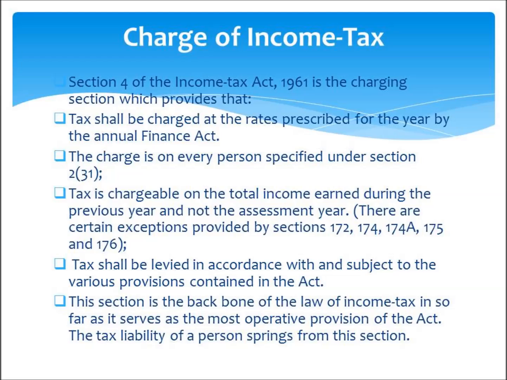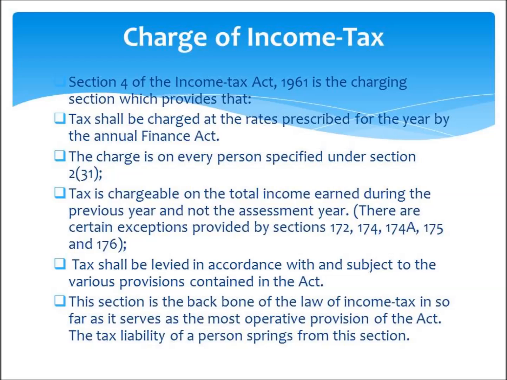Number 2, the charge is on every person specified under section 2(31). We have learned the definition of person in Unit 2 of this chapter, that is important definitions of the Income Tax Act, and in that we have learned that the term person is defined and classified into various subcategories. A person means an individual, HUF, firm, company, AOP, BOI, local authority, and artificial juridical person. So all are different types of persons, and the charge is leviable upon each of them.